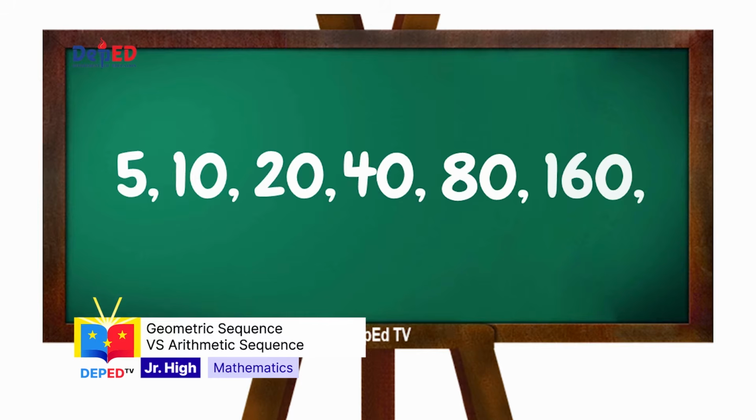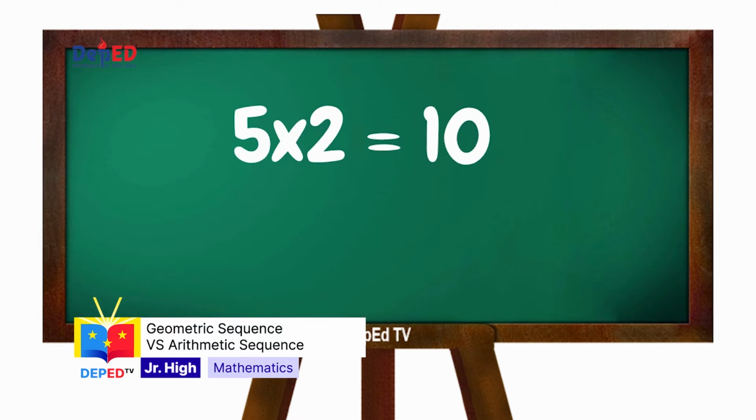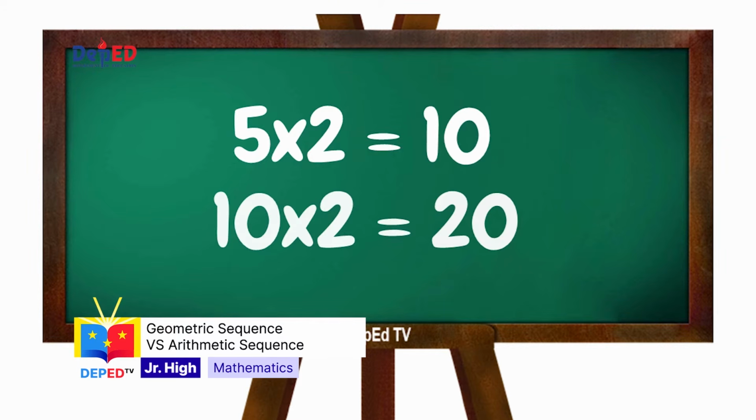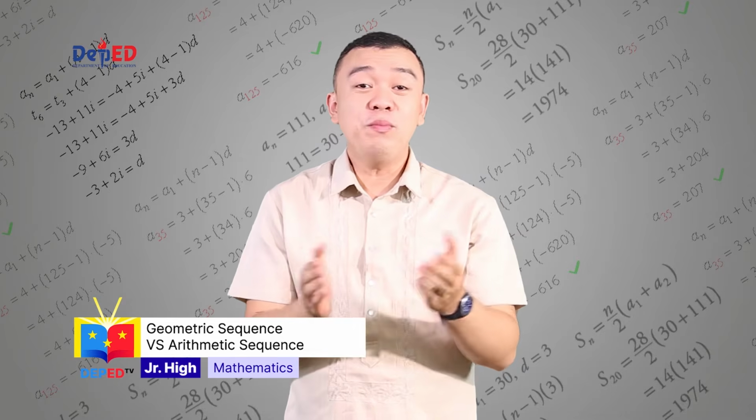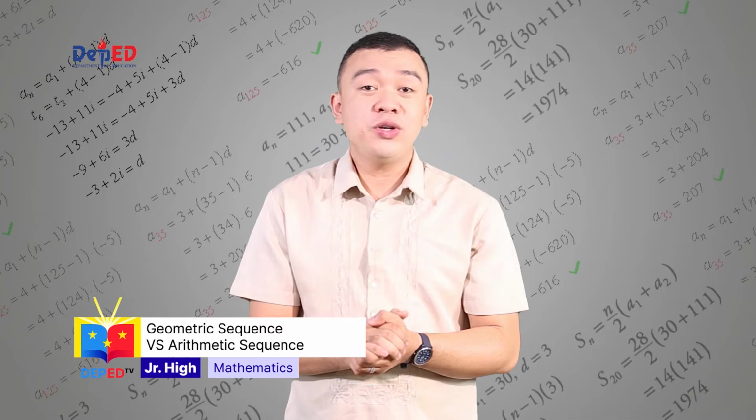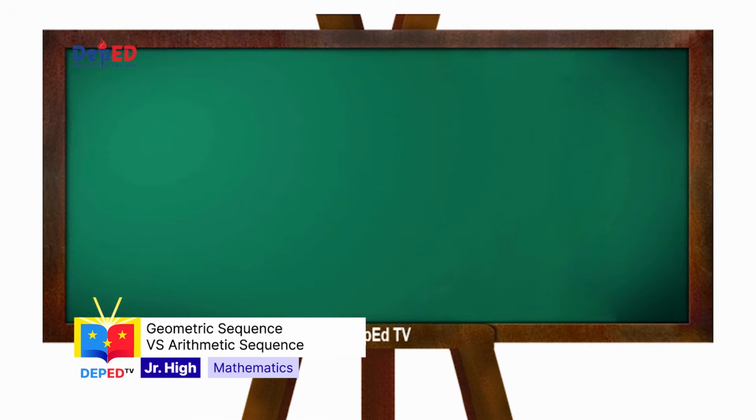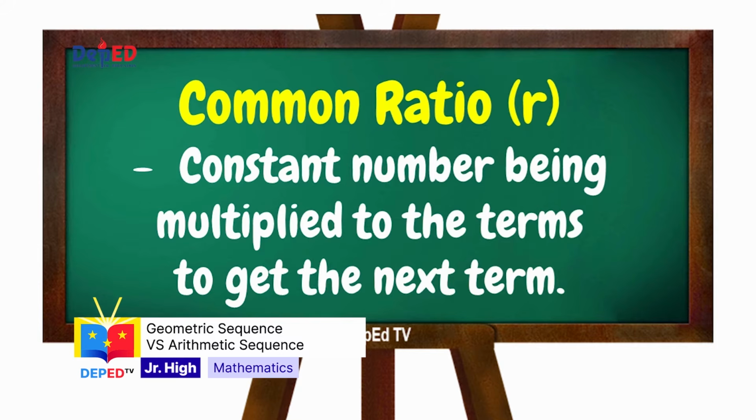Yes, that's right. Considering 5 pesos as the first term, the second term, 10, can be obtained by multiplying the first term 5 by a constant number 2. By multiplying the constant number 2 to the second term 10, you will get the third term 20, and so on. The constant number being multiplied to the terms to get the next term is referred to as the common ratio, represented by the letter r.